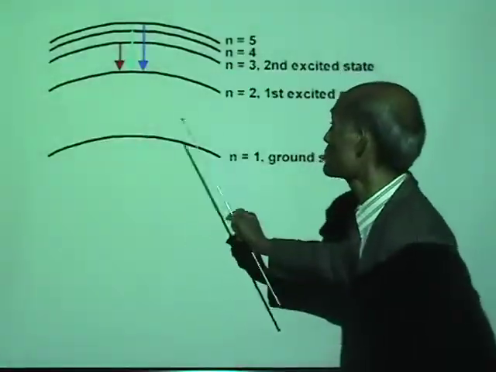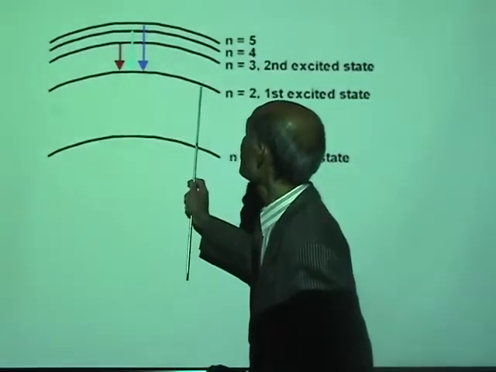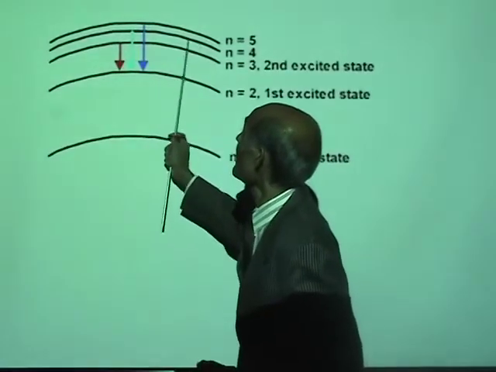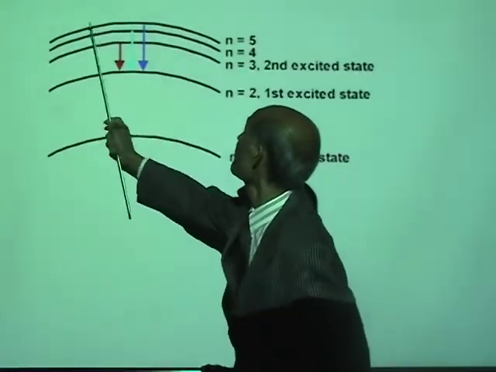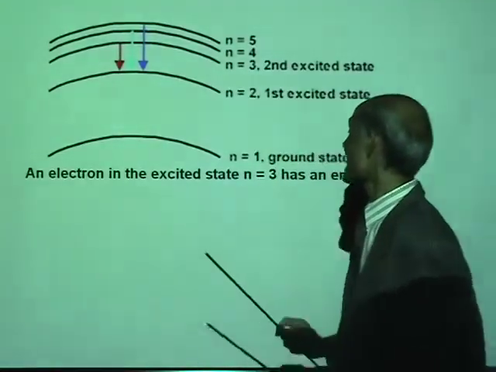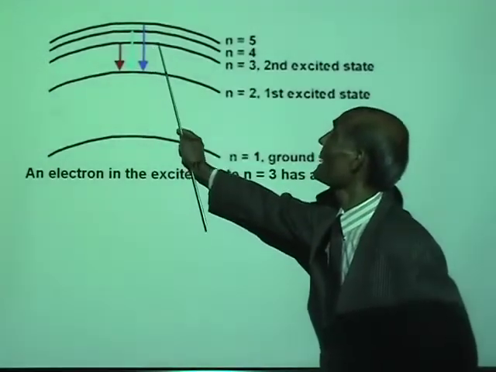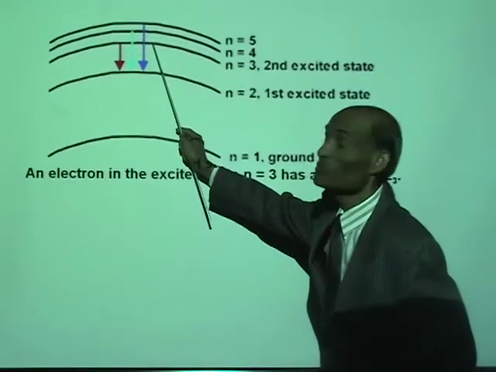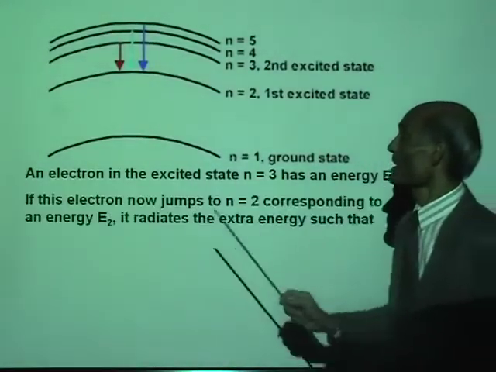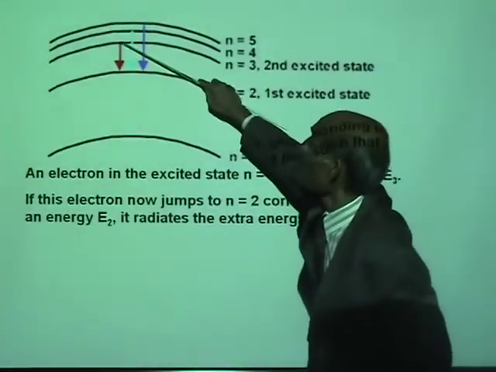Now here I have a picture of that. Now this is n equal to 1, this is n equal to 2, this is n equal to 3, n equal to 4, n equal to 5, and so on. Now, an electron in the excited state n equal to 3, if an electron is here, in this state of n equal to 3, it has an energy E3. If this electron now jumps to n equal to 2, now watch this.